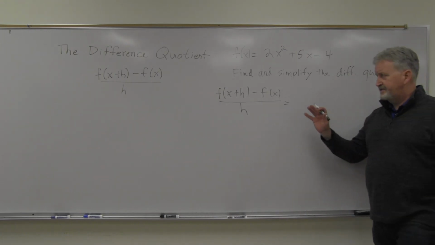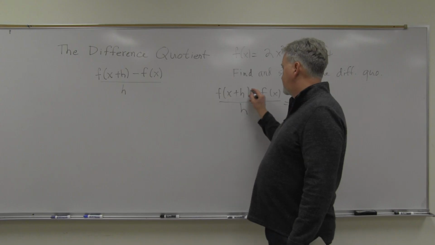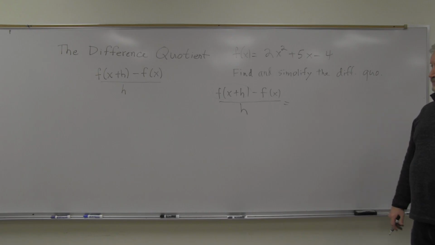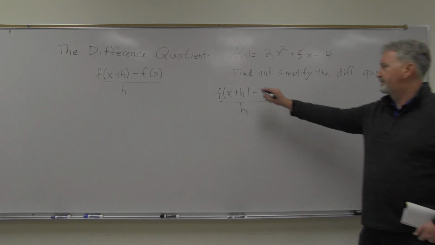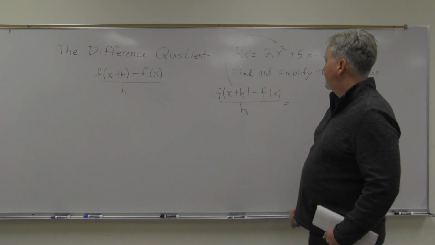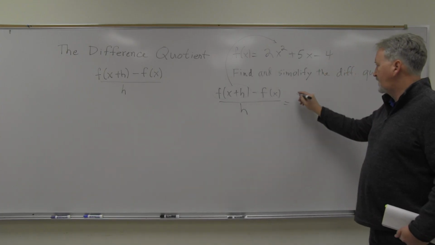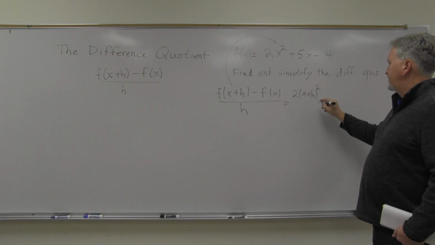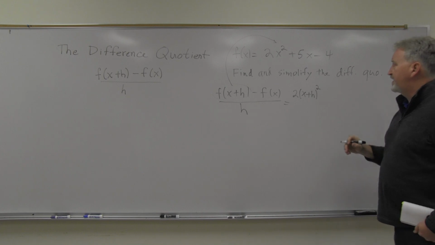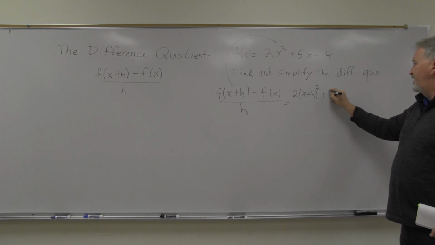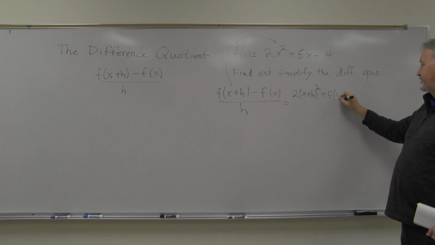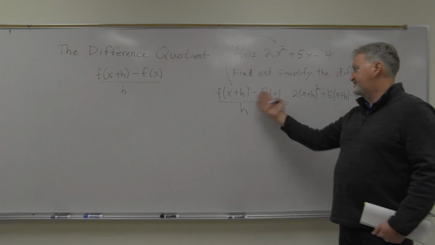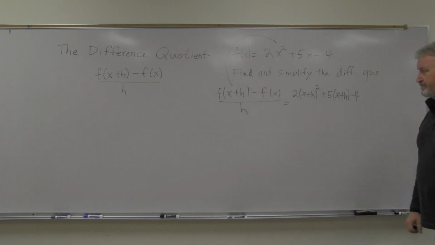Well, like I said, it's utilizing function notation. So this f of x plus h, the first part of this, we've got our input value there, x plus h. So we're just going to plug that in for x there. See what happens. So it'll be 2, and then the x plus h goes in for the x, so it'll be x plus h squared. 5 times x, replace that by x plus h, and then minus 4. The second part's a lot easier. It's just minusing the f of x.